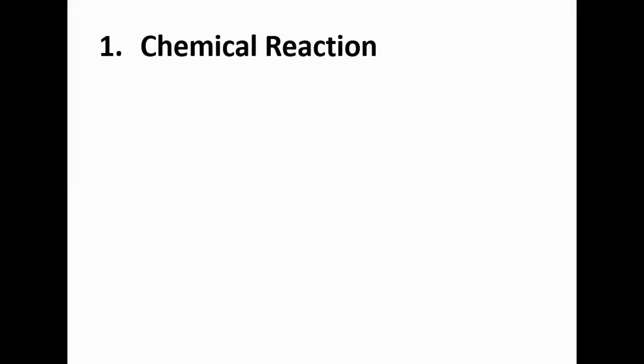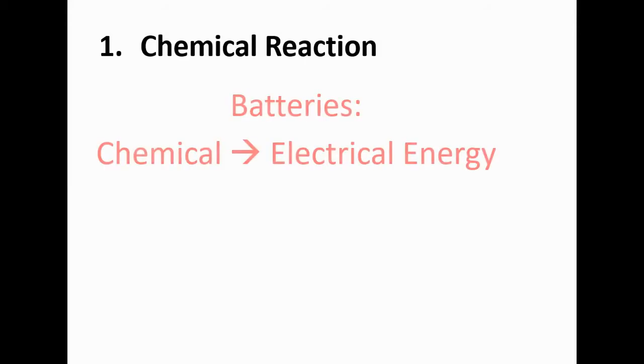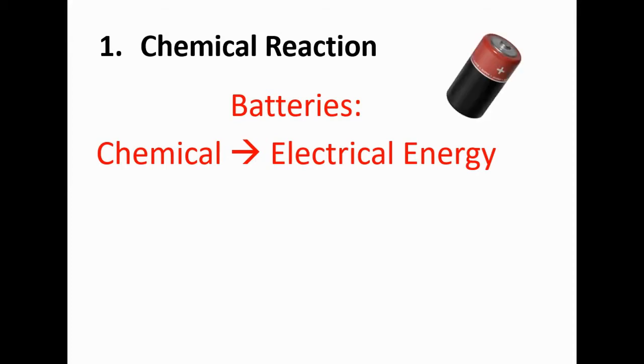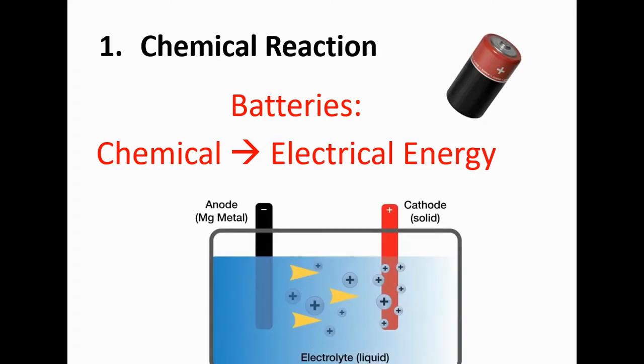If we examine how a chemical reaction can make electricity, we usually think about batteries. They are taking chemical energy and turning it directly into electrical energy. They do this through a process called an oxidation reduction reaction. There are a lot of details here, but in essence, you have two different metals in what we call an electrolyte, which is usually a liquid.